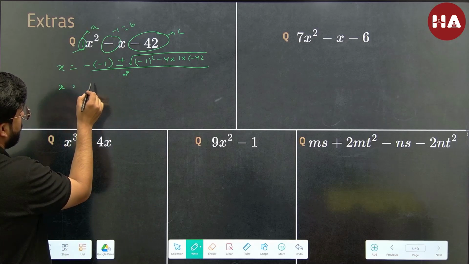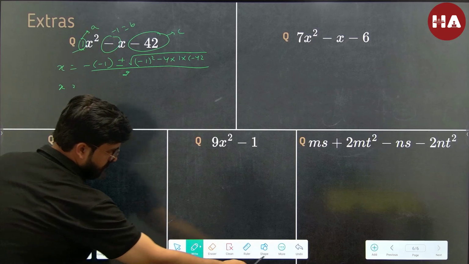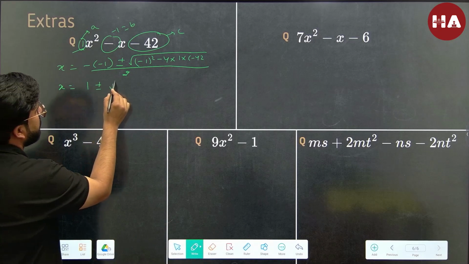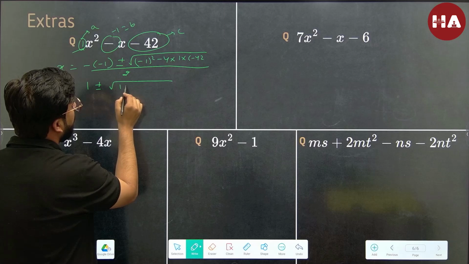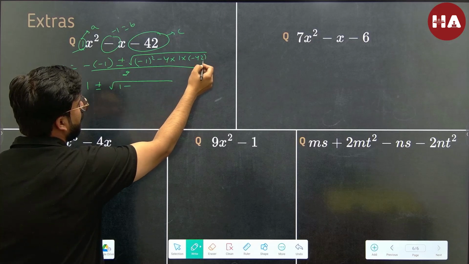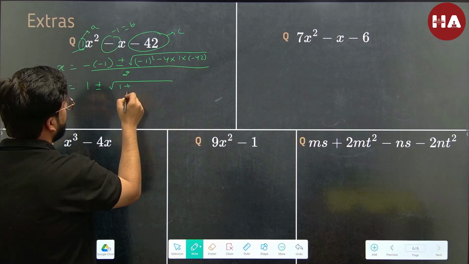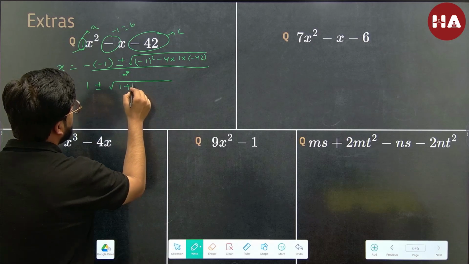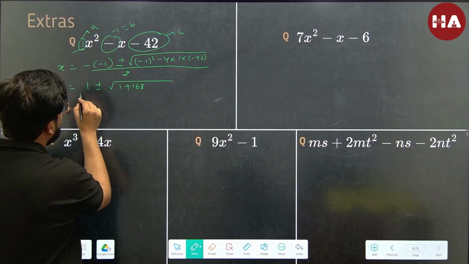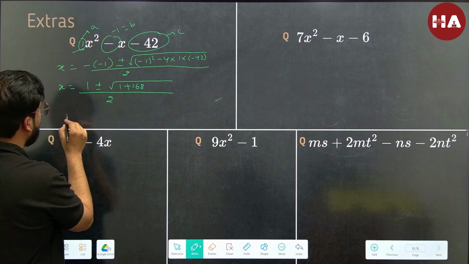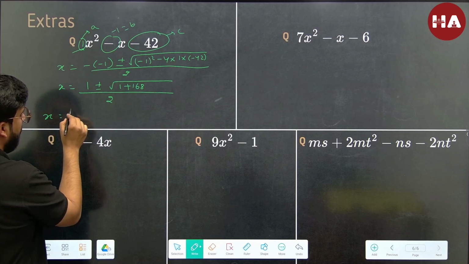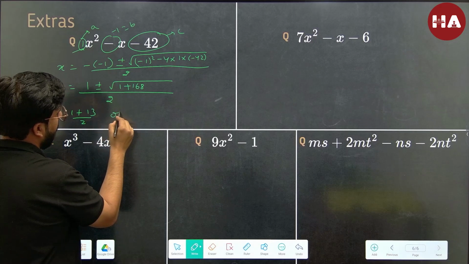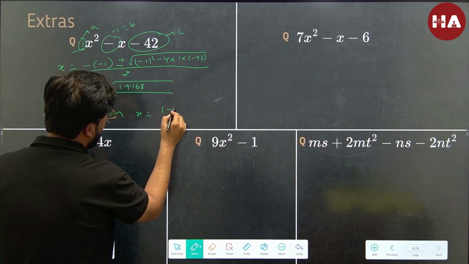So x will be equal to 1 plus minus root of 1, this will be converted into negative, and negative will be converted into positive. So 4 multiplied by 42 is, student, what? This is 168, followed by this number 2. So x will be equal to 1 plus 13 over 2, or x will be equal to 1 minus 13 over 2.